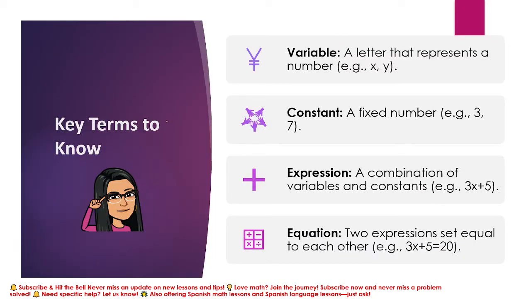Now, these are the key terms to know. The first one, the variable, which I explained just now, is a letter that represents a number. We have the constants. In x plus 3 equals 7, remember, the constants are just the numbers, for example, 3 and 7. Then we have an expression. It's just a combination of variables and constants. In this case, the expression is 3x plus 3.